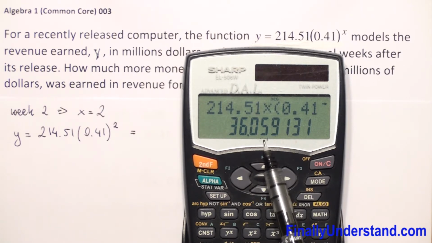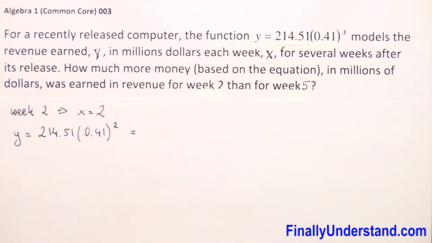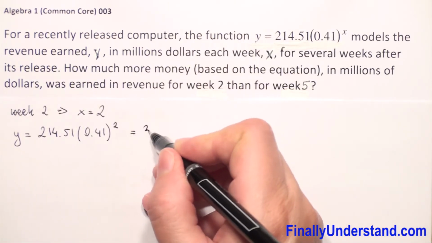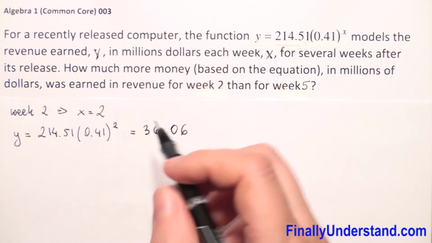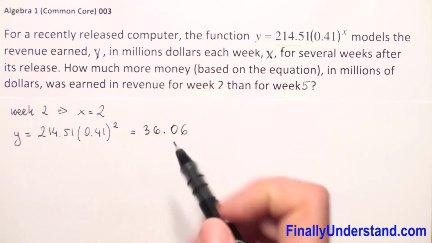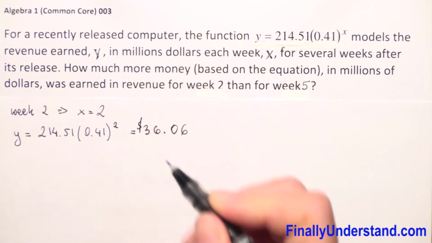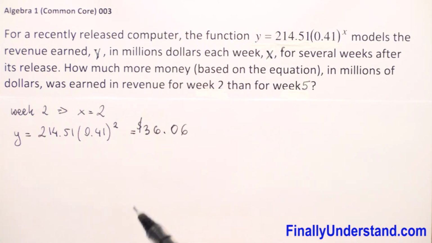So we will round to the second digit after the decimal point. After 5 we had 9. It means we have to add 1 to 5 in the hundredths position. So we will have 36.06, and revenue is given in millions of dollars. So we have 36.06 million dollars.